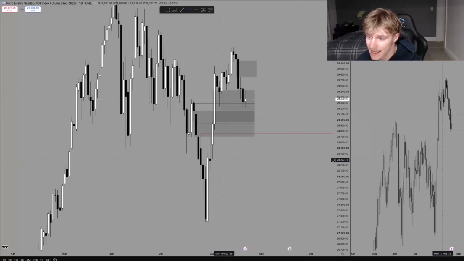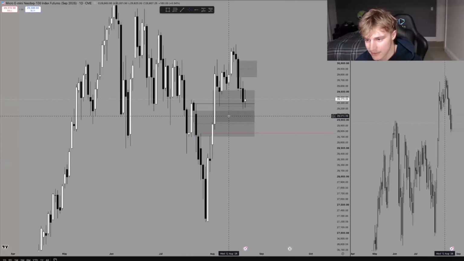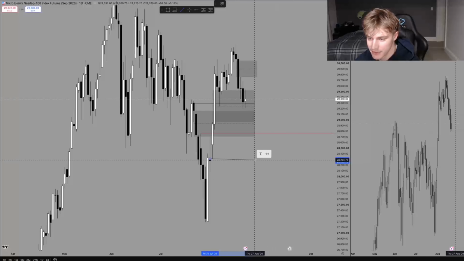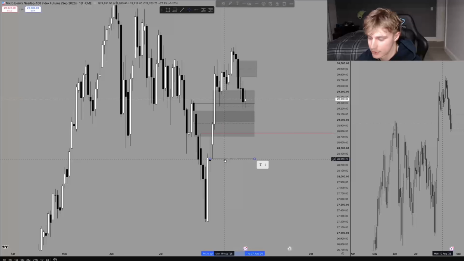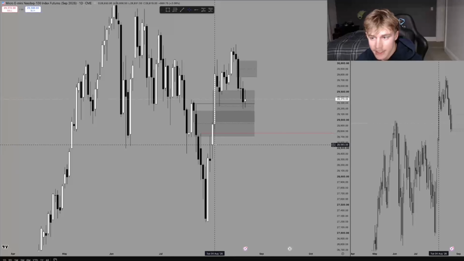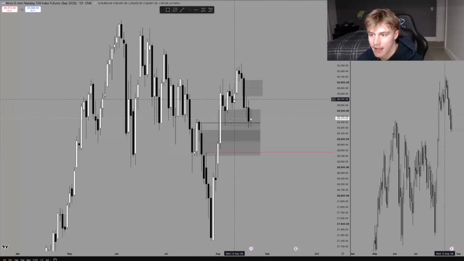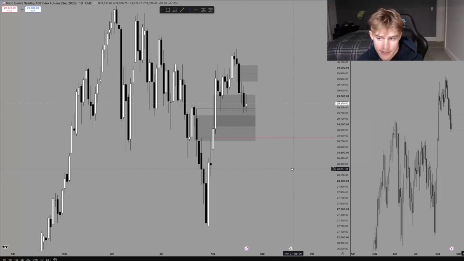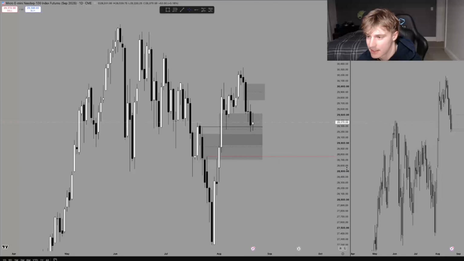What invalidates that would be inversion of these levels right here. So if we were to close pretty much below this inefficiency here, that would invalidate that, and I would definitely see that to be the draw. But you do not need to be identifying what the next 2 weeks is going to do, right? It's not going to serve you of any benefit.